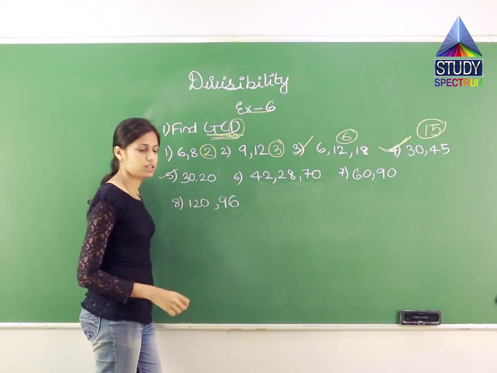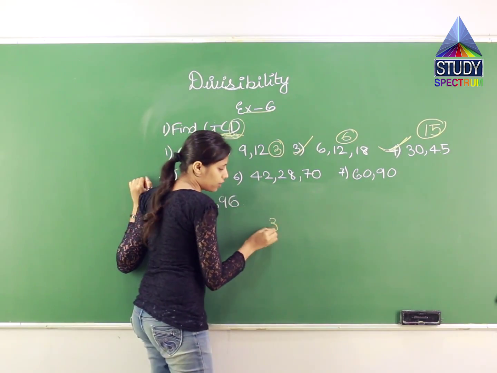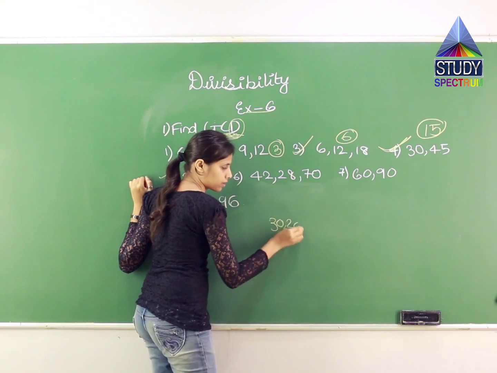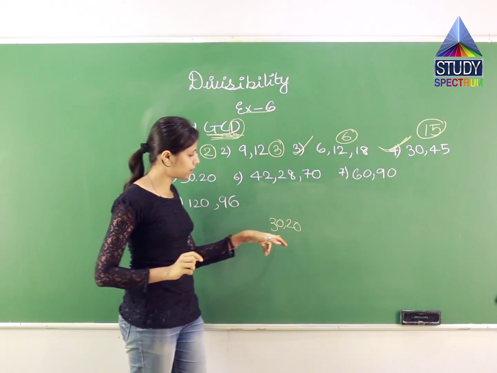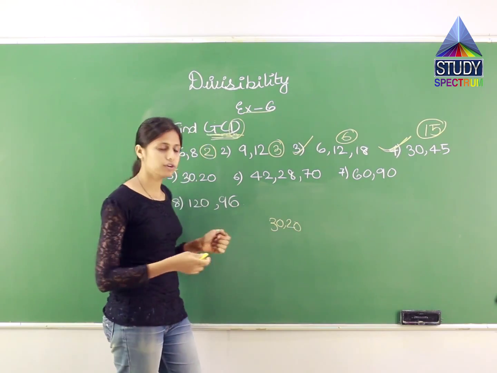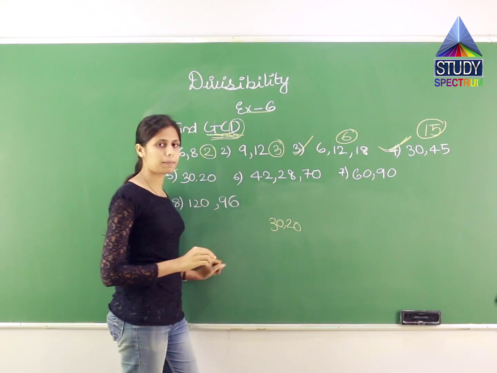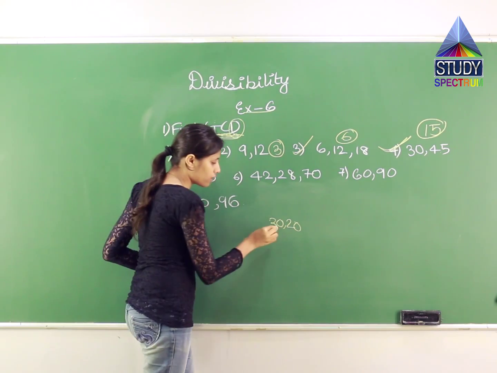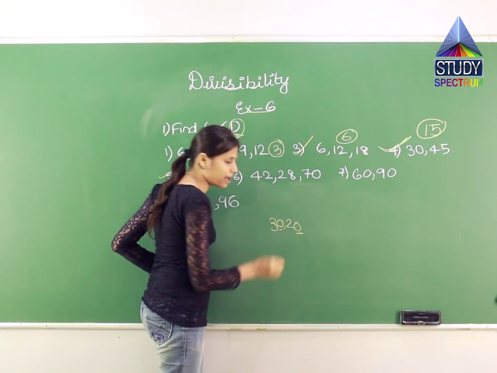Start with the fifth question. Over here I have the number 30 and 20. By just looking at them, I can say that they both come in the table of 5. Why 5? Because what is the condition for a number to be divisible by 5? It should have 0 or 5 at the end, and both of them have 0.